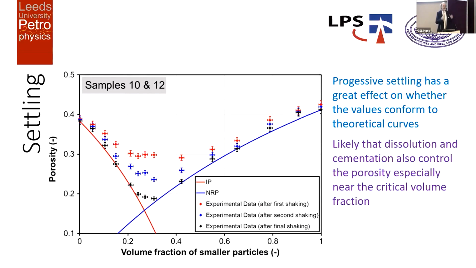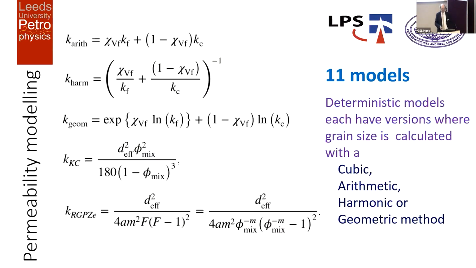So far we've talked on a really quite fundamental level about mathematics that describes just 2 grain sizes and concentrates on porosity. Now we're going to start looking at the permeability that is associated with that, the experimental and the calculated permeabilities. So here are the equations that we've used. It amounts to 11 models of permeability altogether. The top 3 are just geometrical mixes of cubic, arithmetic, harmonic, or geometrical. The bottom 2 are the Kozeny-Carman model and the RGPZ model.